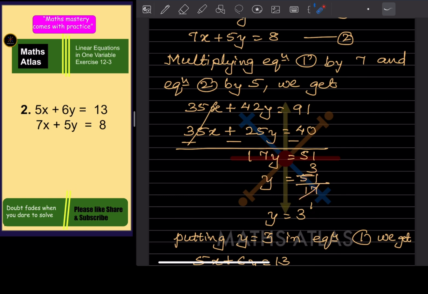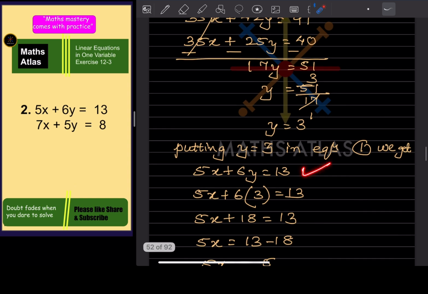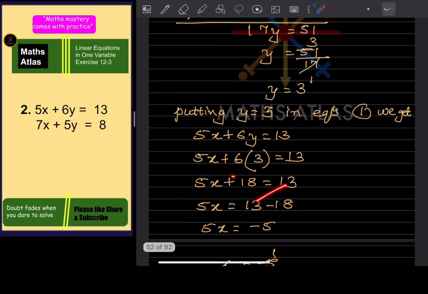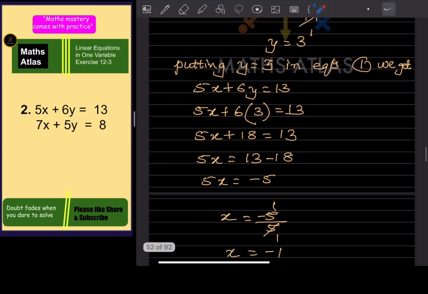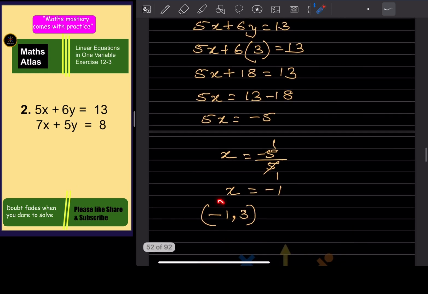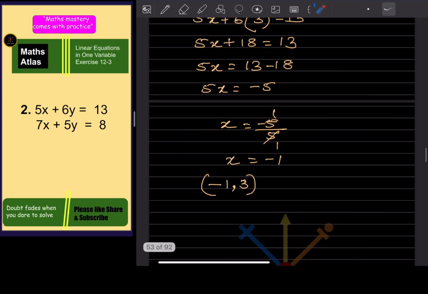Putting y equal to 3 in equation number 1. The same equation is written here. This is 5x, 6, and y is 3, so 13. So 5x plus 18 is equal to 13. So 5x is 13 minus 18, so 5x is minus 5. So x will be minus 5 by 5, which is minus 1. Same thing here, the value of x and y: minus 1 and the value of y is 3. So minus 1 and 3.